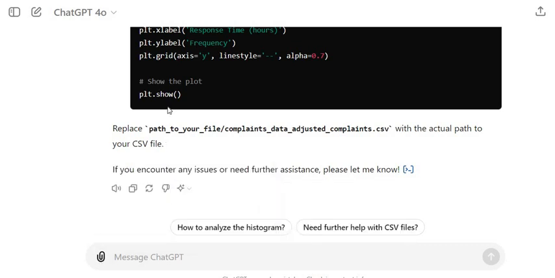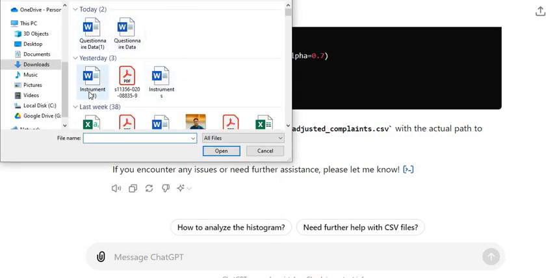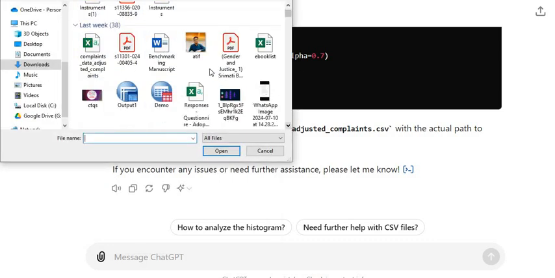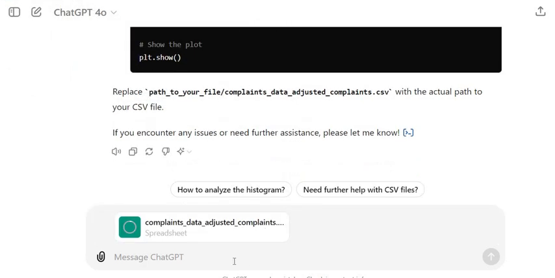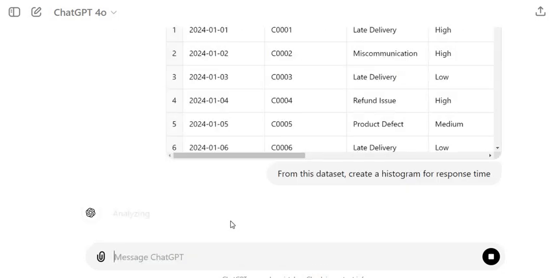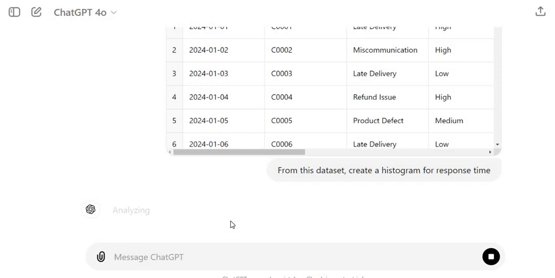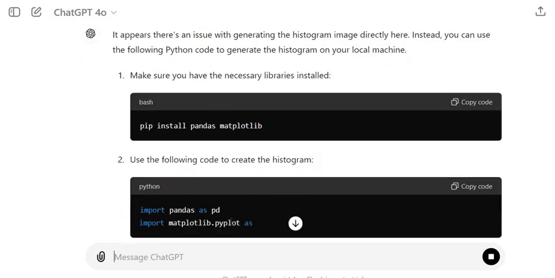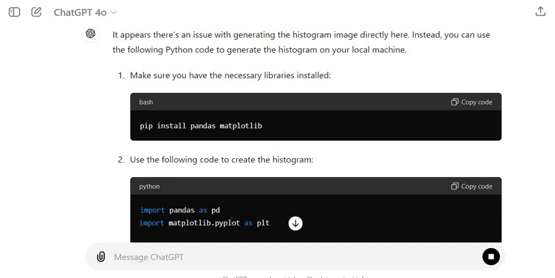Upload from the computer. If the session expires, then you can re-upload the file. I am uploading that data set. From this data set, create a histogram for response time. Okay, and I hope it will be able to create it. It appears that there is an issue with generating the histogram image directly here.